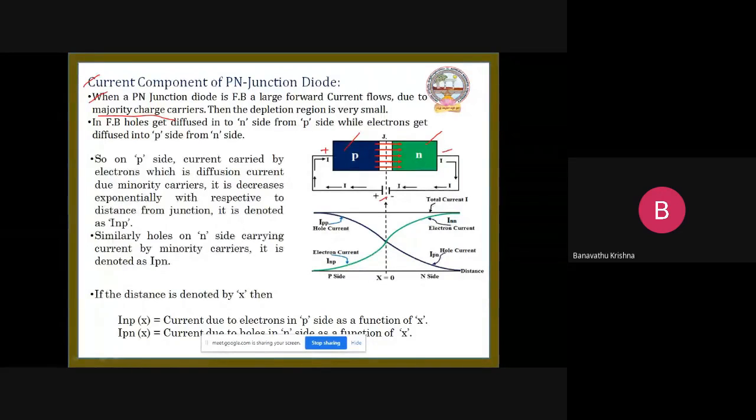Coming to the second point: in forward bias, holes get diffused into the n side from the p side, while electrons get diffused into the p side from the n side. On the p side, the current carried by electrons, which is diffusion current due to minority charge carriers, decreases exponentially with respect to the distance from the junction. It is denoted as I_np. So this is the I_np here.